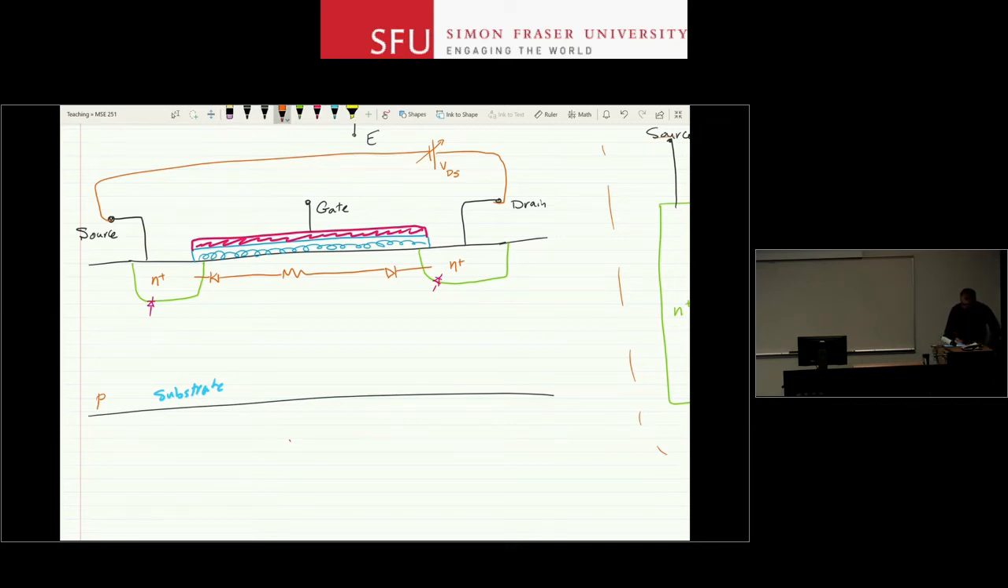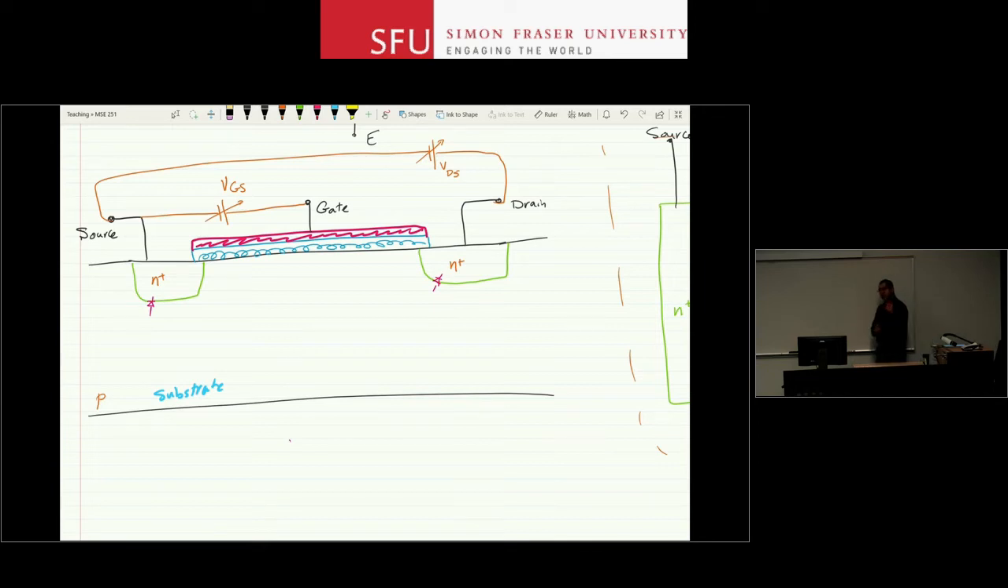Now, what I do is that I go and put another voltage source between gate and source. So this is VGS, okay? And I can play with that voltage source as well. Now, what happens is that, again, for small values of VGS, I do not measure any current between the drain and source part, right? Everything stays the same.